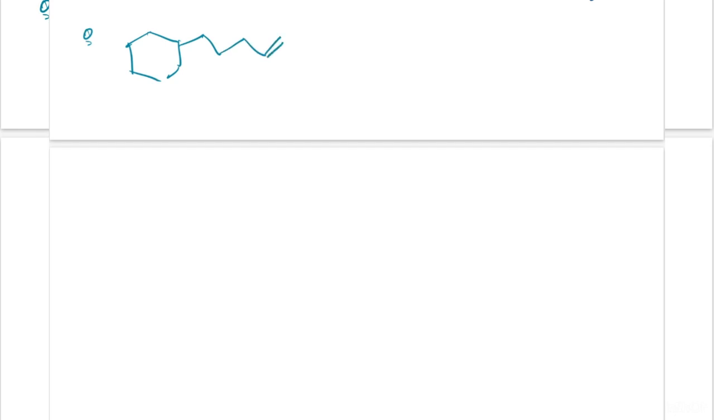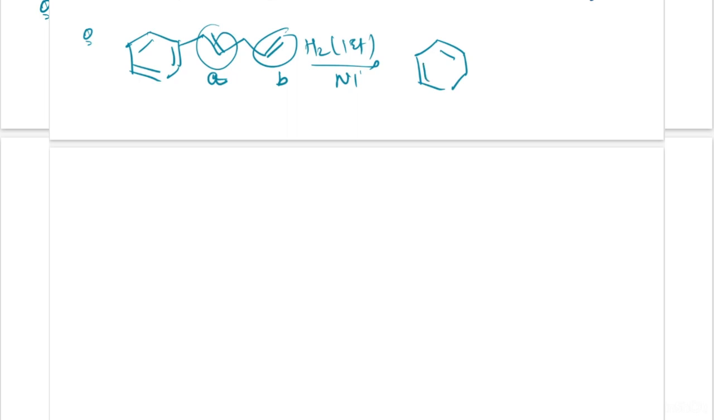If we have H2, one equivalent, in the presence of nickel, we will remove the least stable double bond. So among A and B, which is the least stable? B is least stable, because A is still in conjugation with the benzene ring, but there is no conjugation in the B double bond. So the answer will be like this. Next question.